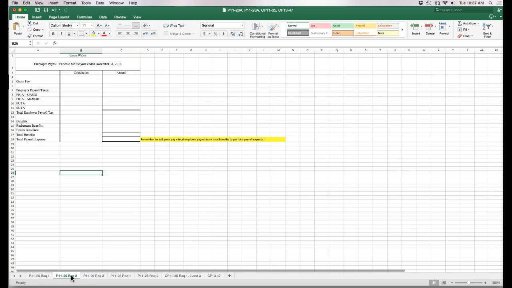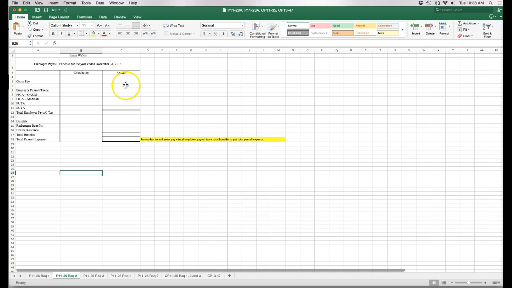So requirement two is looking at the employer payroll expense for the year. On top of the taxes being taken out from the employee, what the employee pays in, the employer also has to pay into the taxes. So besides what Lewis Welch is paying, the employer also has to pay additional tax. So we're going to take a look at that.